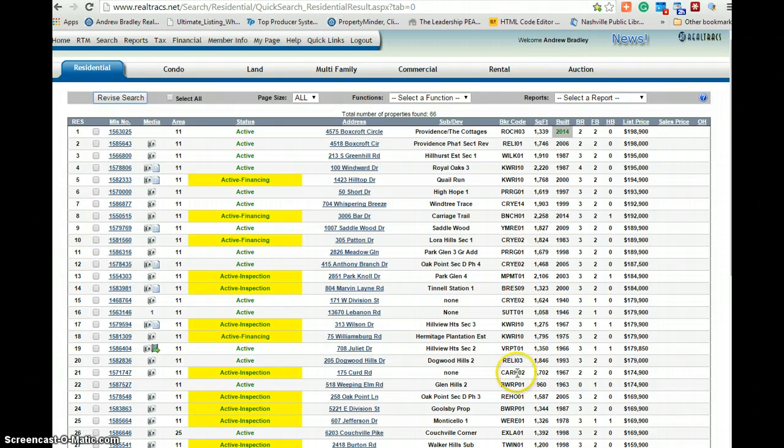Got this right here on Curd Road, 1,700 square feet for 174. We don't know what they're under contract for. That could be a good comp for us. We just don't know yet. 174 again, and that's a tiny little house.